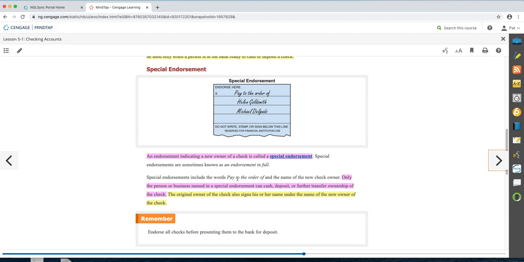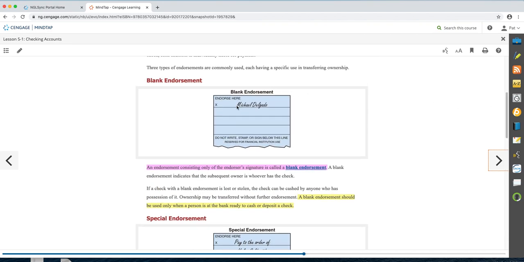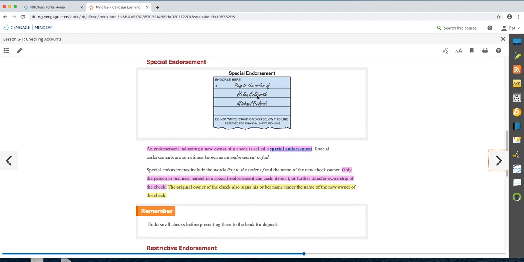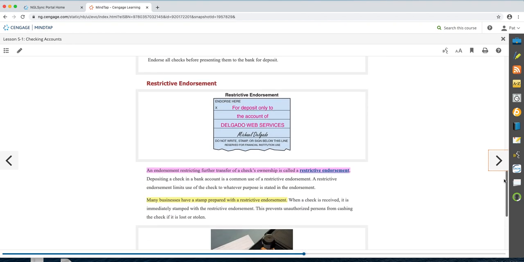Special endorsements include the words pay to the order. Only the person or business named in the special endorsement would be able to cash it, because we transferred the ownership, because we signed it over to them. Blank endorsement is just a check written to you and you sign it. Special endorsement is paid to the order of, transferring the ownership over to another person.